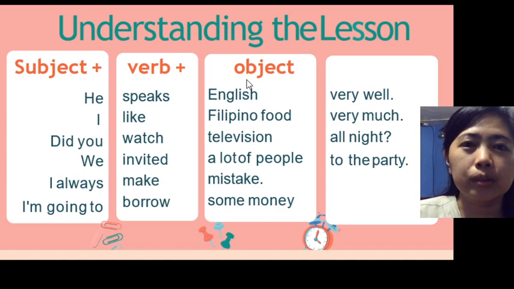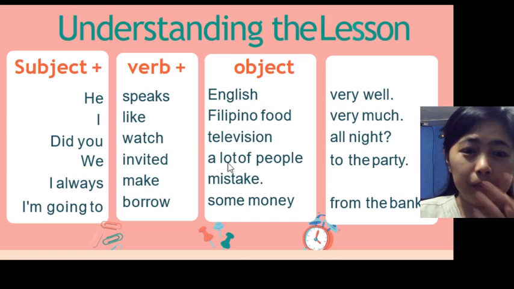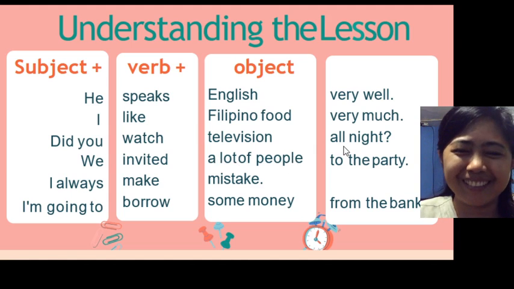For word order 1 for beginner students, this is the very basic sentence structure that you have to follow as you start learning English. Next to that, how can we improve our sentence structure? I'm going to borrow some money from the bank. There is another continuation.